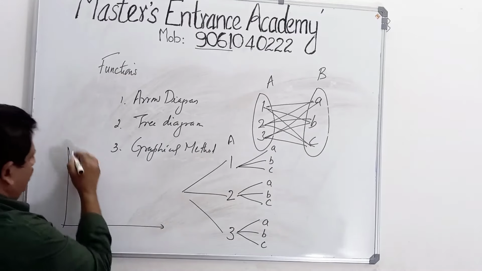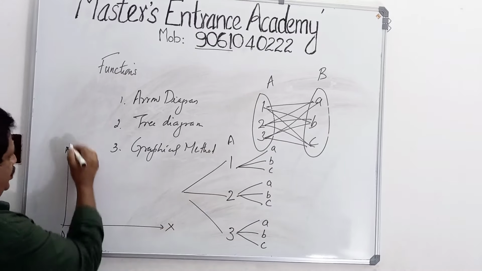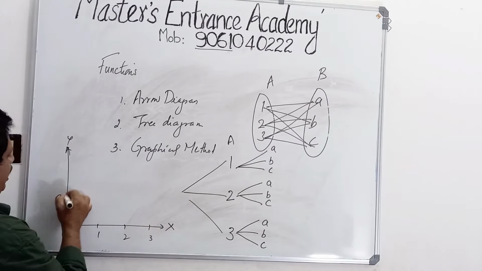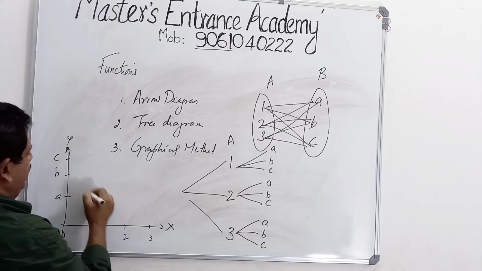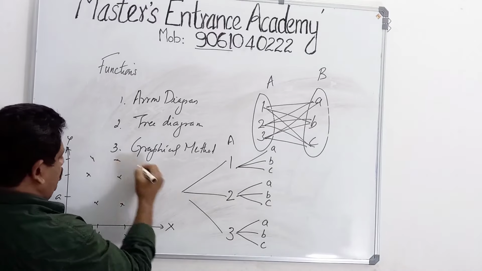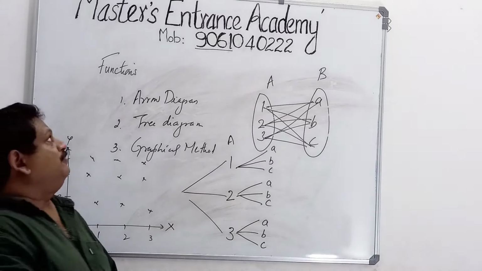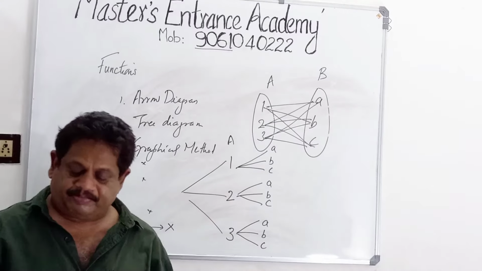And the graphical method: we draw a graph in the x and y axis, with the origin. You will take 1, 2, 3, A, B and C. Then you will mark the points. This is what you call the graphical method. So these are the methods for the representation of A cross B.